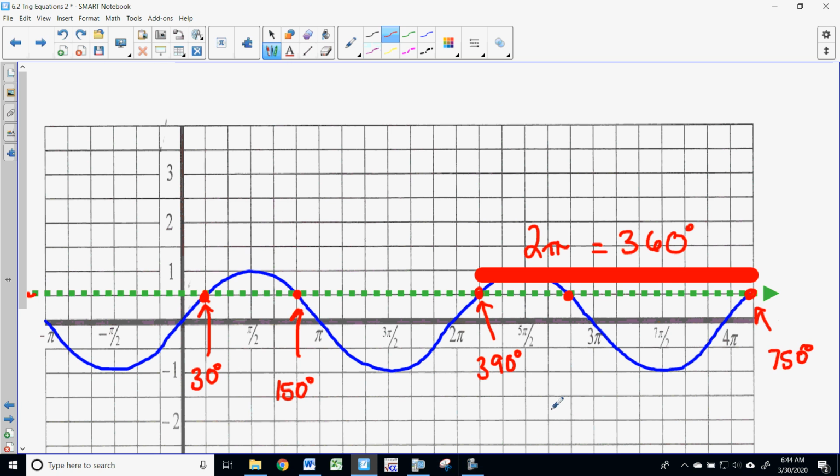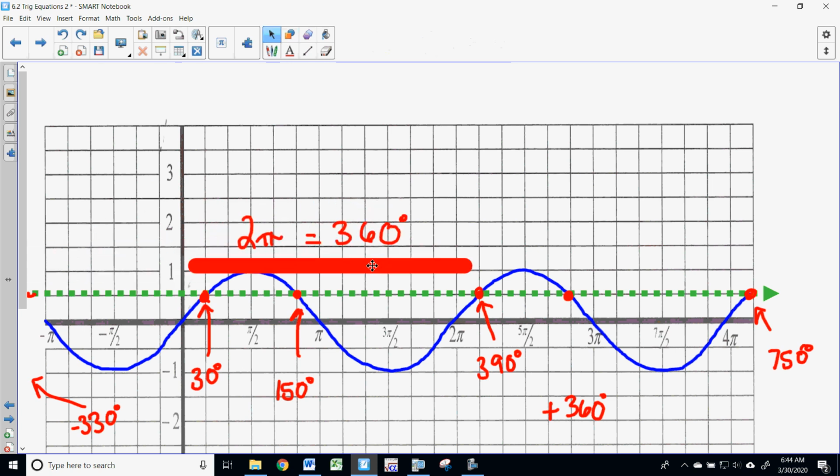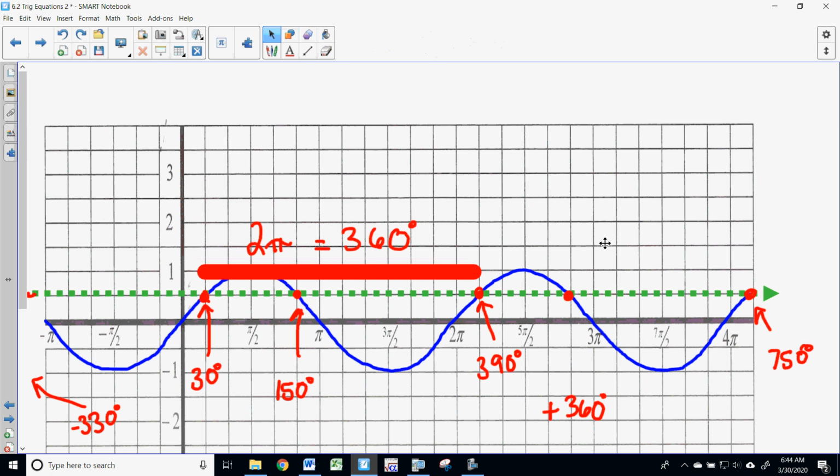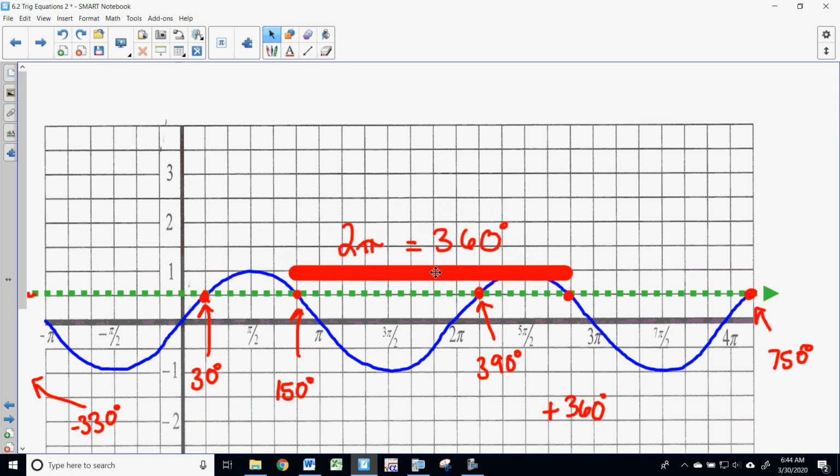So all we're doing to get our next answer is we are just adding 360. We could also go the other way. I could go back from 30, and I could subtract 360, and I'm going to get another answer back there, which I can't see, which is negative 330. So once I get my first answer of 30, I can get all infinite other solutions by adding or subtracting 360. But I also need to do that from 150 to get all infinite solutions.